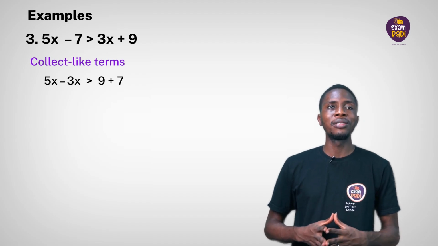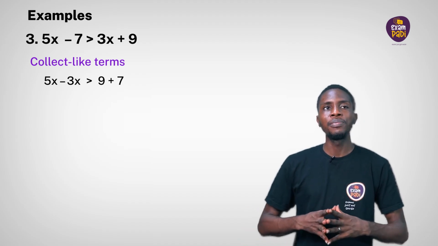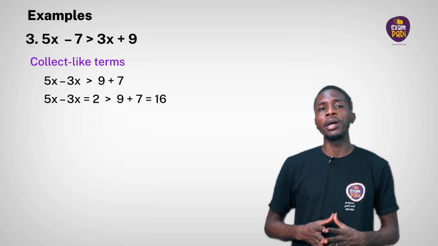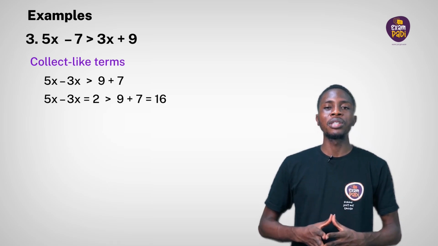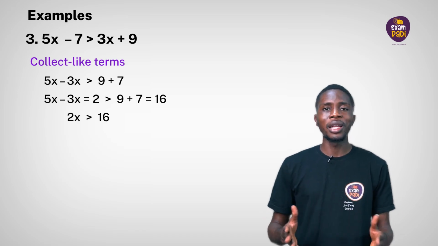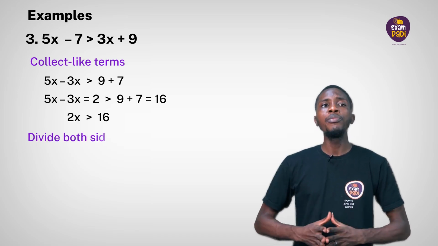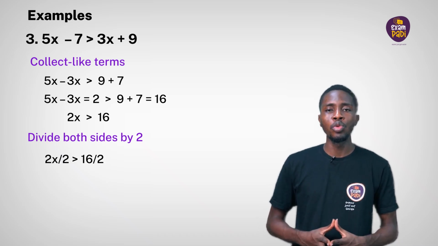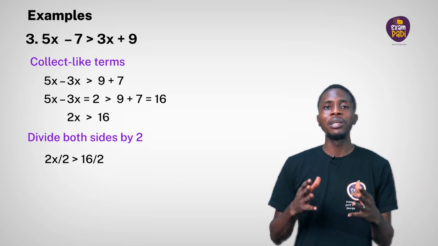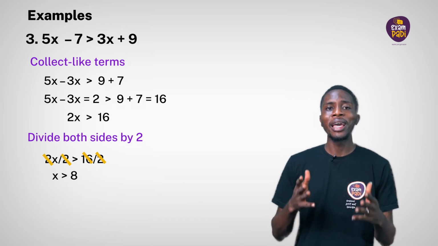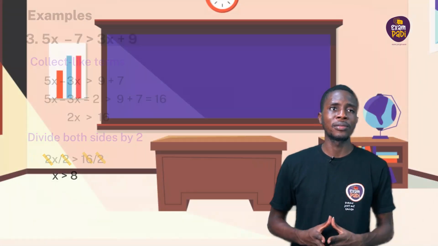5x minus 3x greater than 9 plus 7. 5x minus 3x gives 2x. 9 plus 7 equals 16. 2x greater than 16. Divide both sides by 2. 2x divided by 2 greater than 16 divided by 2. Our final answer is x greater than 8.